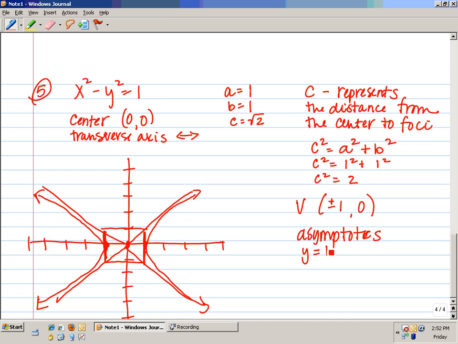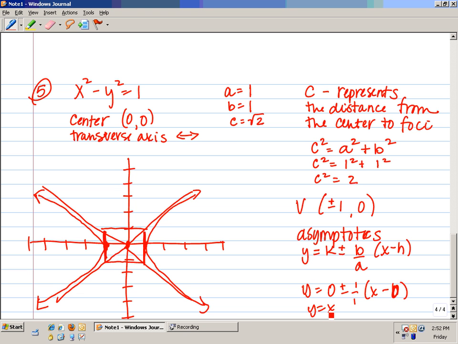Now to find the equation of our asymptotes, we use y equals k plus or minus b divided by a times x minus h. So y equals 0 plus or minus 1 over 1 times x minus 0. Well, that's just y equals x. And if you look at the lines, as poorly drawn as they may be, it does make sense.